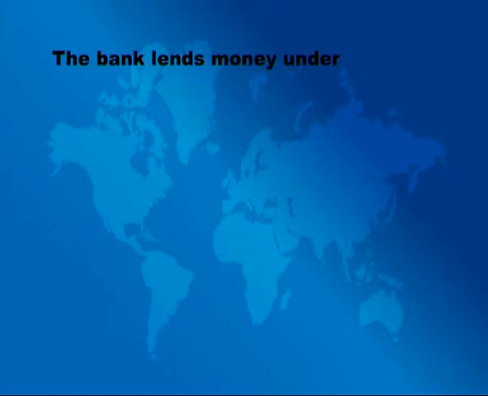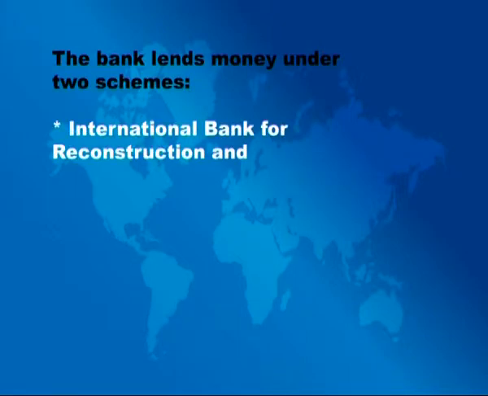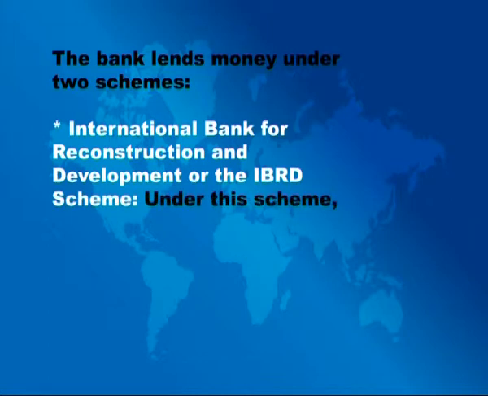The bank in the 1950s favored power sector projects such as power stations, road building, transportation, etc. And later in the 1960s, it lent its support to agriculture, education, population control and urban development. The bank lends money under two schemes: the International Bank for Reconstruction and Development, or the IBRD scheme, under which the money is raised through bond sales in the international capital market.